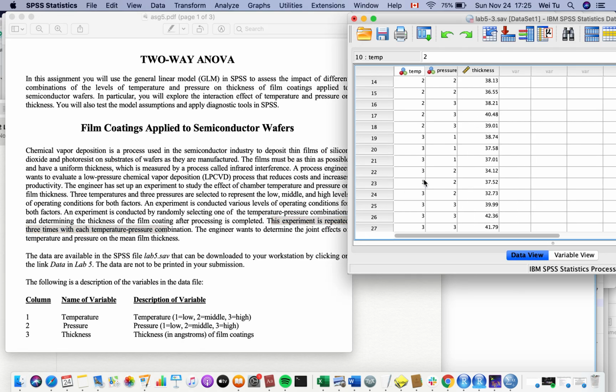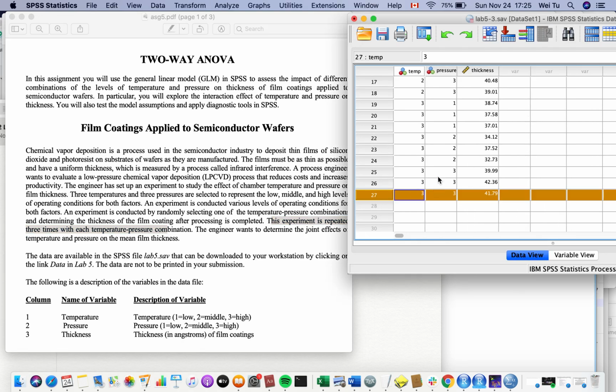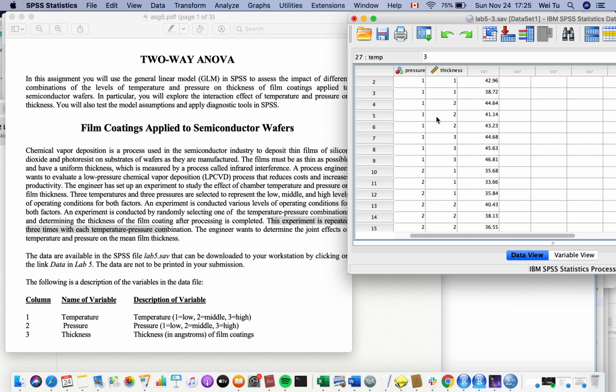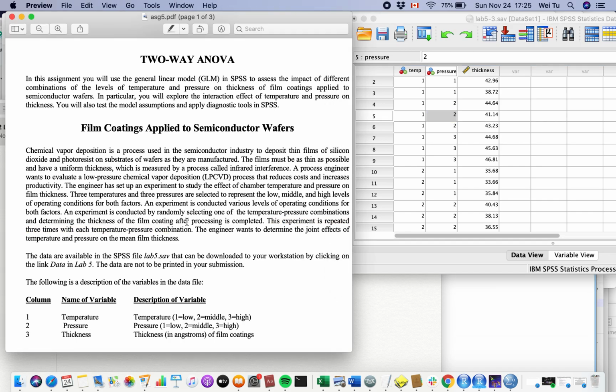If you take a look at the data, indeed we have 27 observations. Again, I changed my data a little bit, so the numbers will be different from yours. The goal is to test the joint effect of temperature and pressure on mean film thickness. I don't know whether a higher thickness is better, but the film must be as thin as possible, so thinner is better.